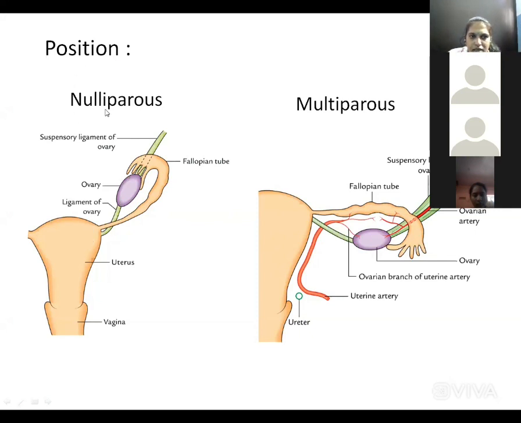Okay, nulliparous concept, multiparous concept. Now in nulliparous, upper pole or tubal pole and lower pole or uterine pole. In multiparous, lateral pole or tubal pole, medial pole or uterine pole.